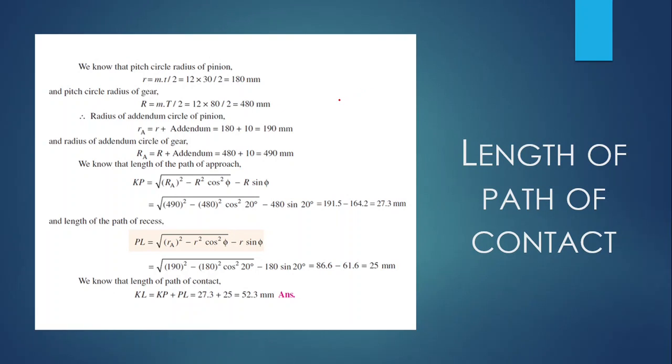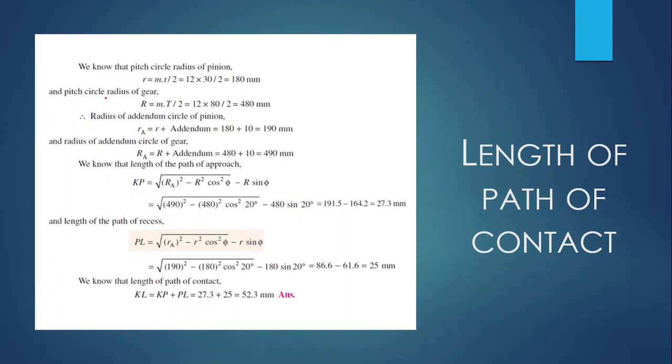Then, moving to the equation for length of path of contact, we already know that the pitch circle radius of the pinion is equal to module into T by 2. In the case of pinion, we can represent that radius, pitch circle radius, as small letter r, and the number of teeth as small letter t. Then small letter r is equal to m into t by 2, where m is equal to 12, number of teeth on the pinion is equal to 30, then m into t by 2 is equal to 180 mm.